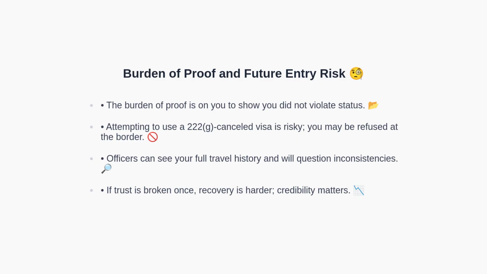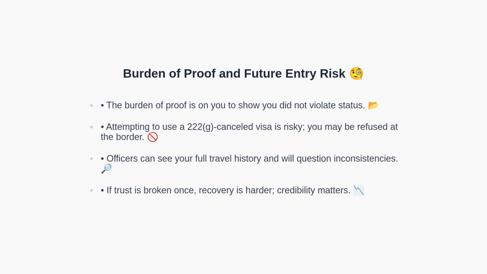In all non-immigrant entries, the burden of proof rests on the traveler to demonstrate admissibility. If your visa was voided by Section 222G, attempting to use it again is dangerous and may lead to immediate refusal of admission. Border and consular officers typically have access to your arrival and departure records and can triangulate them with airline data and prior applications.